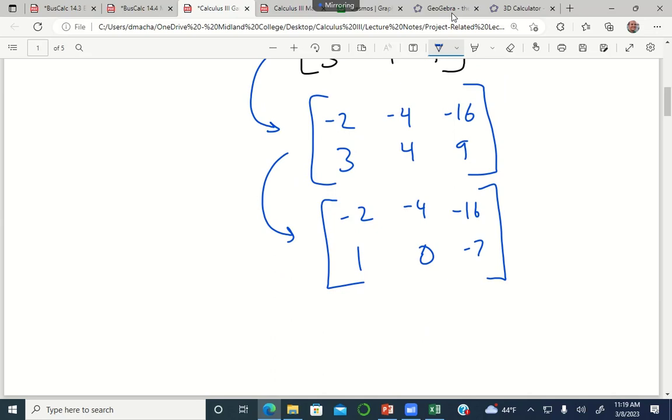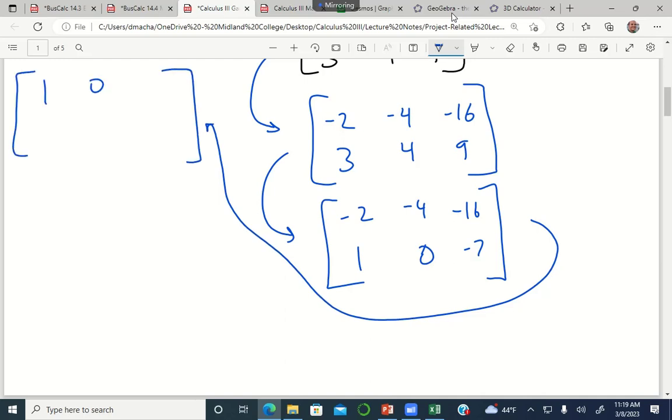I can still swap the order of the rows if I wanted to. Like let's just say I want to interchange the order of rows 1 and 2. Then I could still write 1, 0, -7, -2, -4, -16. Because this is, again, each row just represents an equation in my system of equations. It doesn't matter which order you write the equations in. So you can interchange rows as you want.